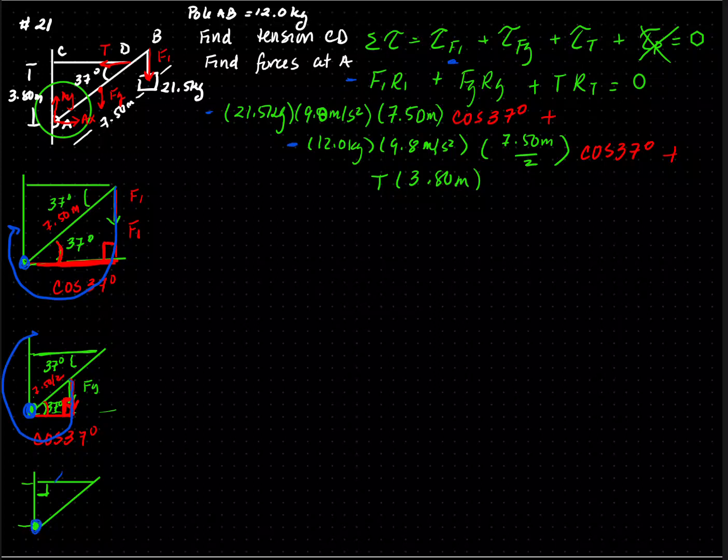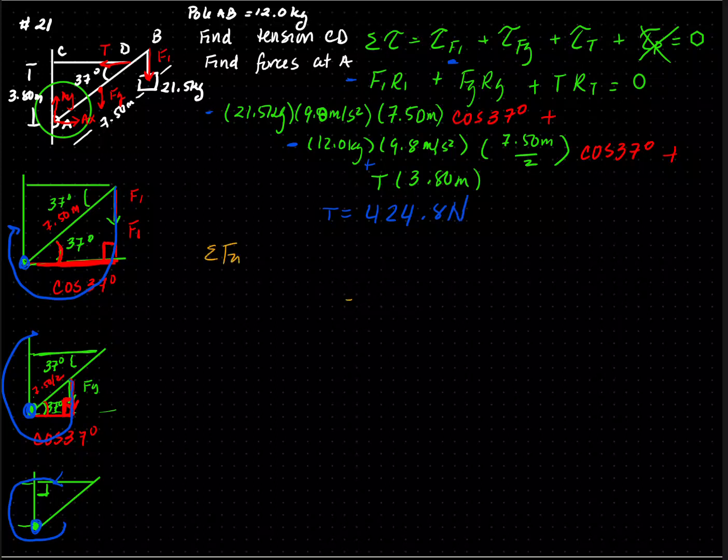This is my pivot point. My tension is going to the left. So if I pull it, it's going to go counterclockwise. So this one's positive. So if I solve for T, T is going to equal 424.8 newtons. Now I'm going to write a sum of Fy.